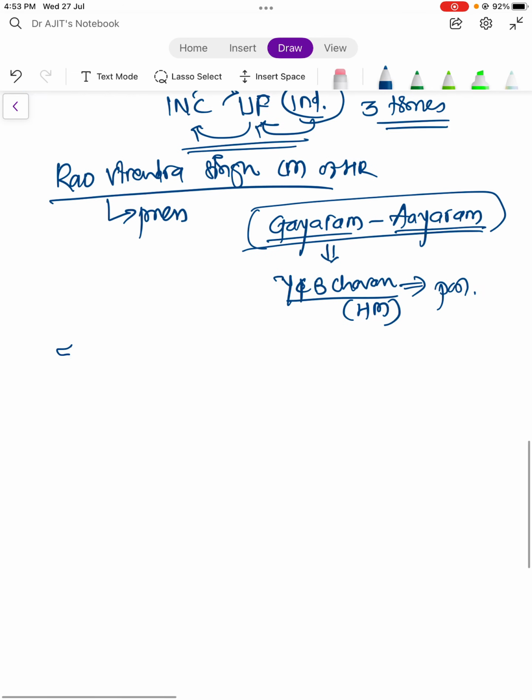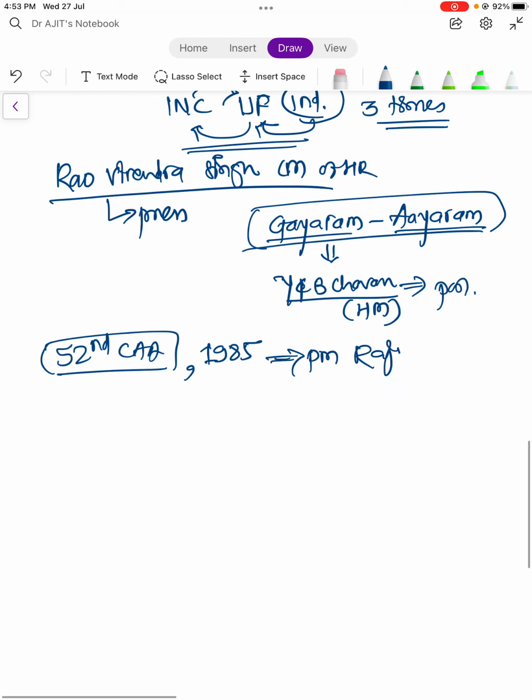52nd Constitutional Amendment Act, and it was in 1985, and the then Prime Minister was Rajiv Gandhi, right? And this kind of question was already asked once in the prelims. When was the first amendment made? Who was the prime minister at that time? Jawaharlal Nehru. That question was asked in 2019. So it is again very important.